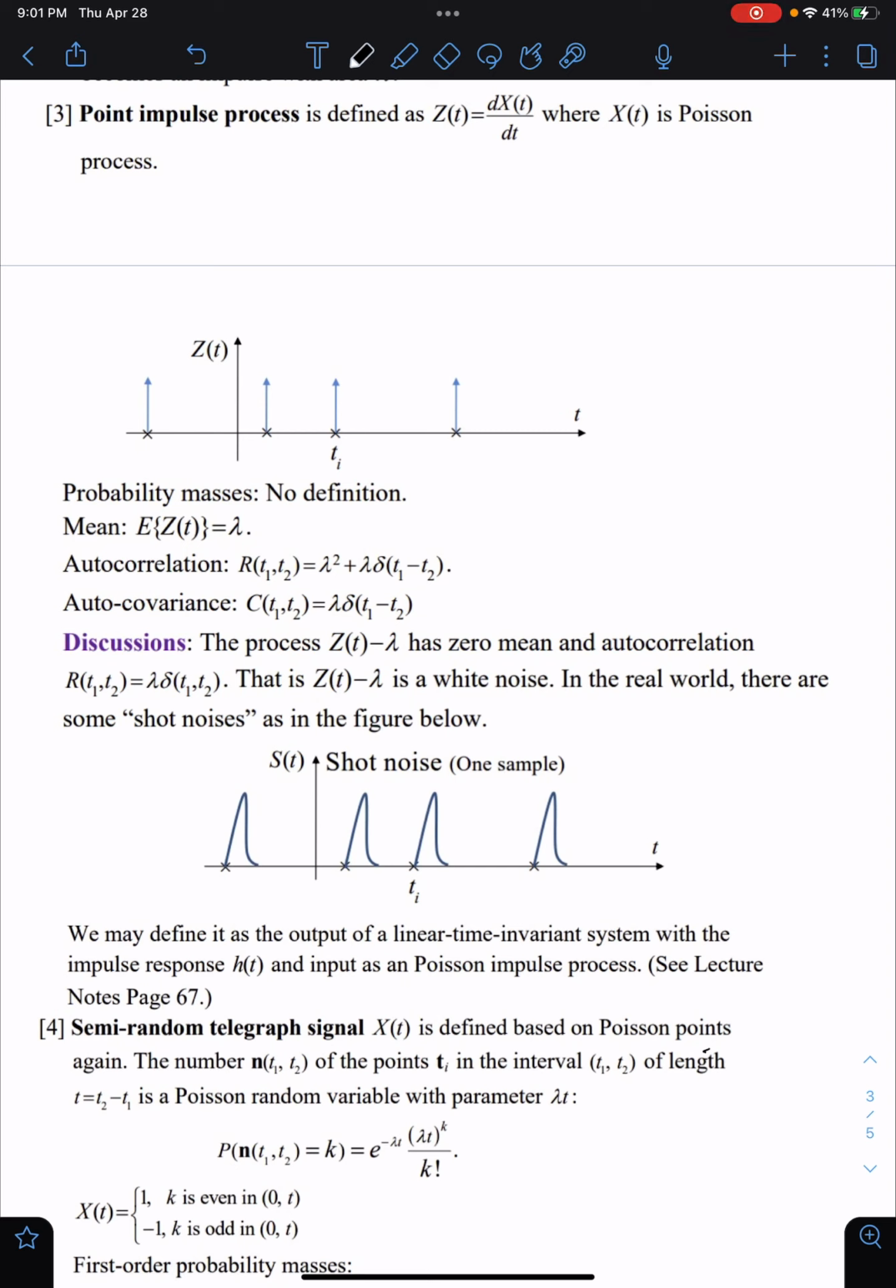In the real world, when there is some shot noise as in the figure below, we couldn't have events with time intervals nearly 0. It always has some time intervals. So the impulse in the real world should look like this graph.